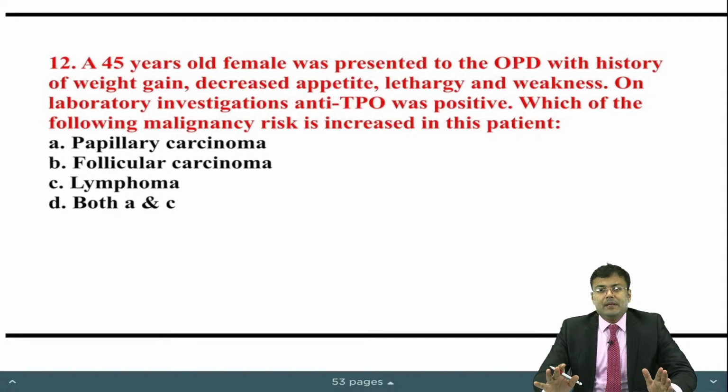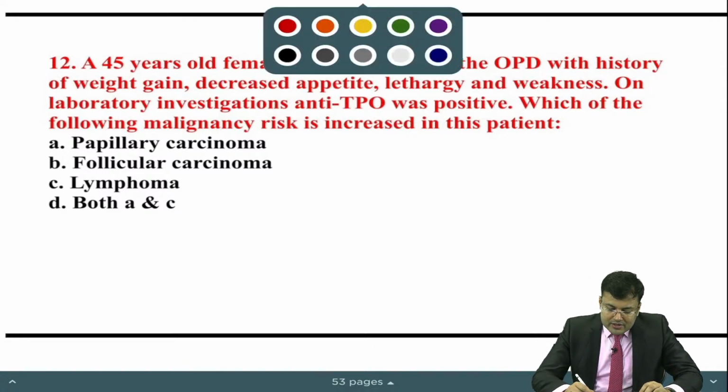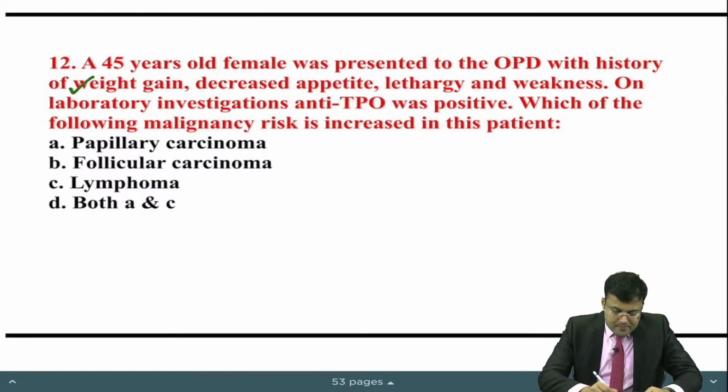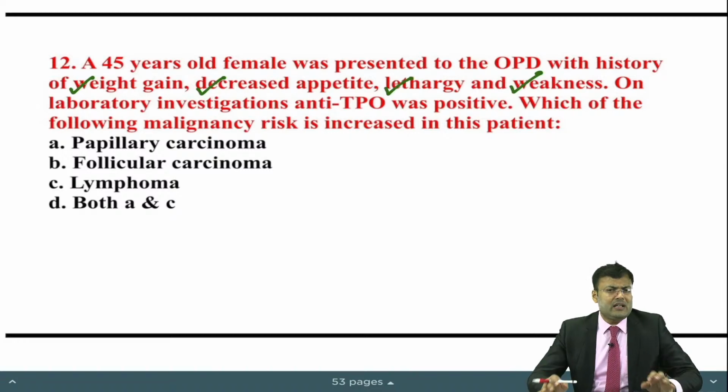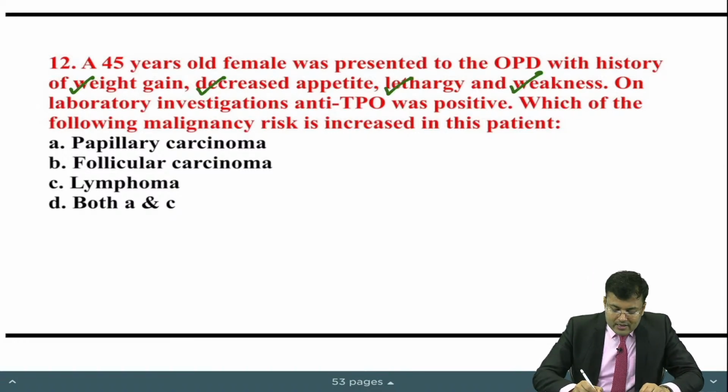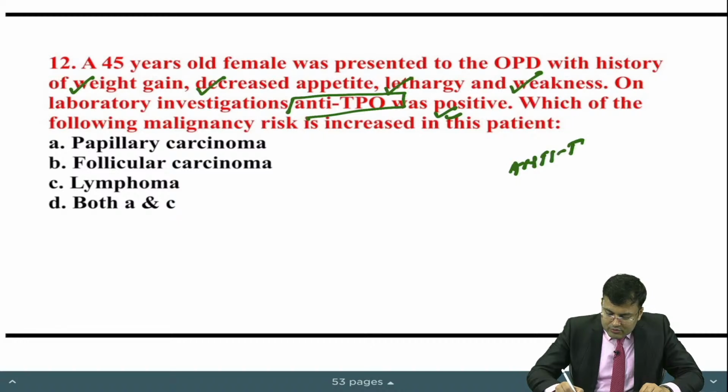A 45-year-old female presented to OPD with a history of weight gain, decreased appetite, lethargy, weakness. All these are signs and symptoms of what? Hypothyroidism. Now see the clue. Anti-TPO was positive. Tell me what's the diagnosis.